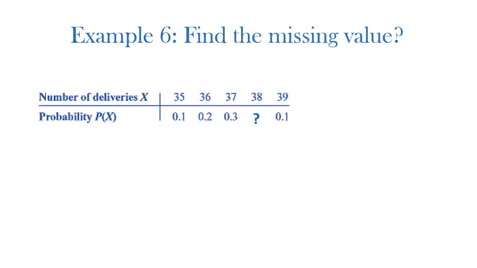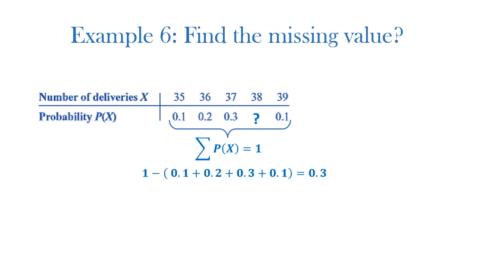In this example, we need to find the missing value. So we know the sum of all probabilities is 1. So we're going to add all the probabilities we have and subtract them from 1. Therefore, the missing value is 0.3.